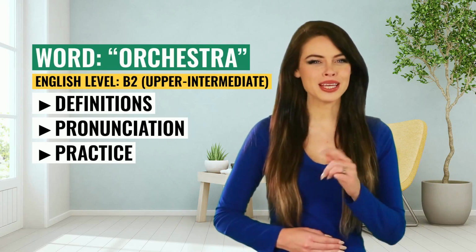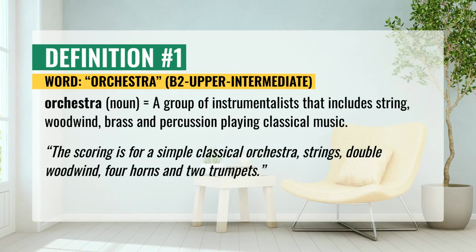Do you know what this means? The first definition of orchestra. A group of instrumentalists that includes string, woodwind, brass and percussion playing classical music. For example, the scoring is for a simple classical orchestra, strings, double woodwind, 4 horns and 2 trumpets.